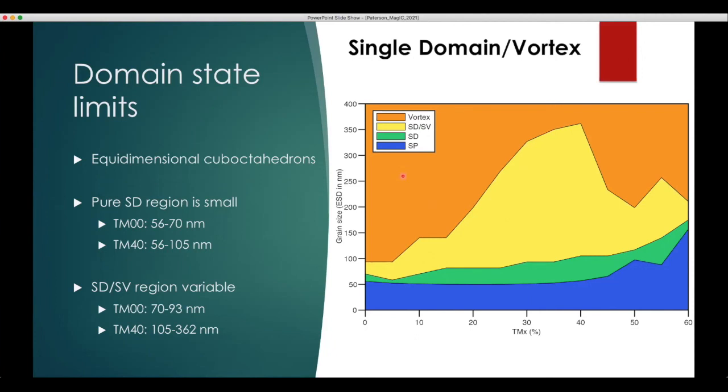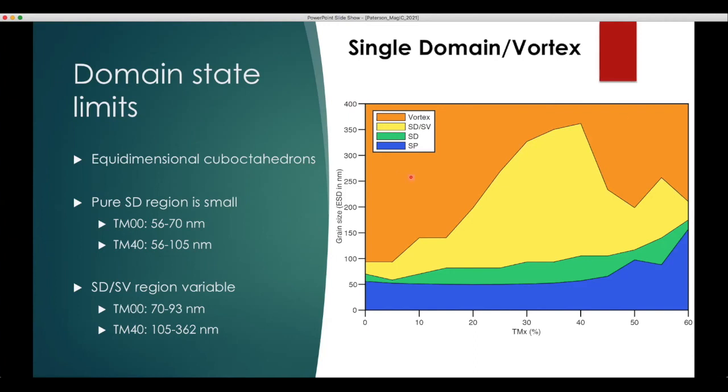And so one of the things that we can see quite prominently is that the pure single domain state region is actually quite small. For magnetite, it's only about 55 to 70 nanometers. It's at its widest for about TM40, which is about 55 to 105 nanometers.